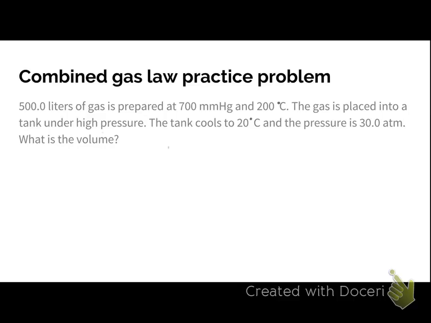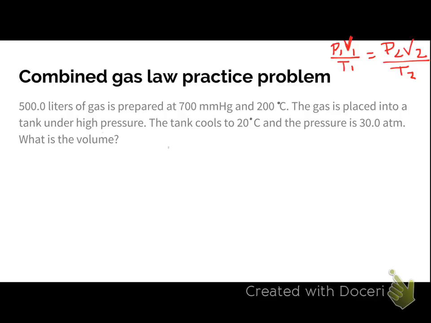All right, let's take a look at this last problem here. So we have P1V1 over T1 equals P2V2 over T2. Okay. 500 liters of gas is prepared at 700 millimeters of mercury and 200 degrees C.